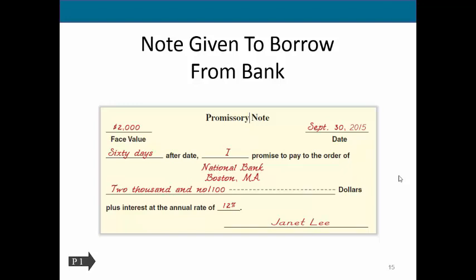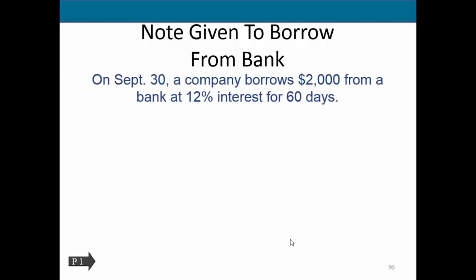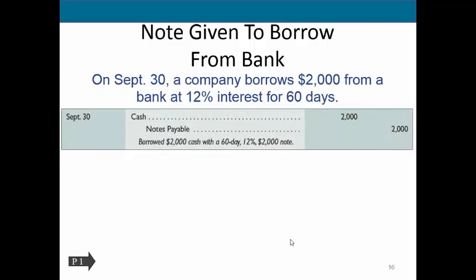Here we just have an example of a note given. You can see here it's an example of a promissory note. You can see we've got the face value, the definition of the days that you promised to pay, the rate and the specific dates, and then making a legal contract. You sign who you will pay it to. Again, these are just some typical terms that you'll need to be familiar with.